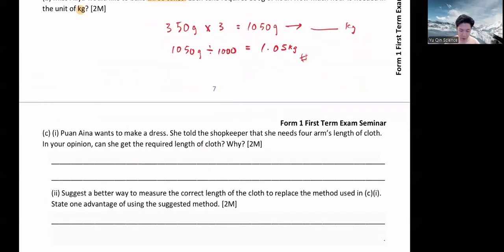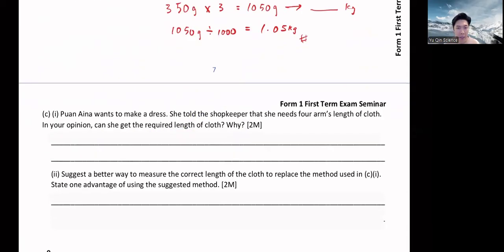Okay, next page. Puan Aina wants to make a dress. She told the shopkeeper that she needs 4 arms length of cloth. "Okay, uncle, I want 4 arms length of cloth. You cut for me." Now, question: can she get the correct length she wants? And number 2, why?